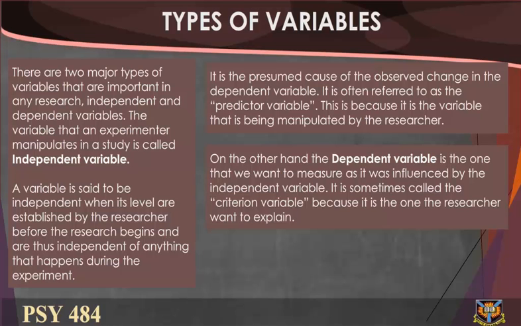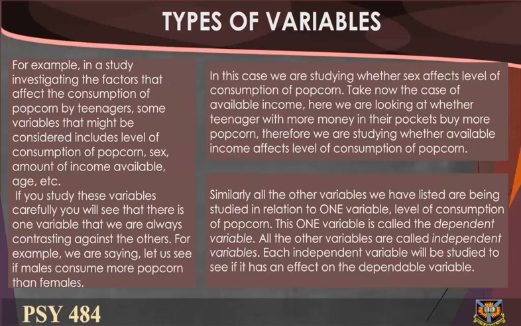It is the presumed cause of the observed change in the dependent variable. It is often referred to as a predictor variable. This is because it is the variable that is being manipulated by the researcher. On the other hand, the dependent variable is the one that we want to measure as it was influenced by the independent variable. It is sometimes called the criterion variable because it is the one the researcher wants to explain.